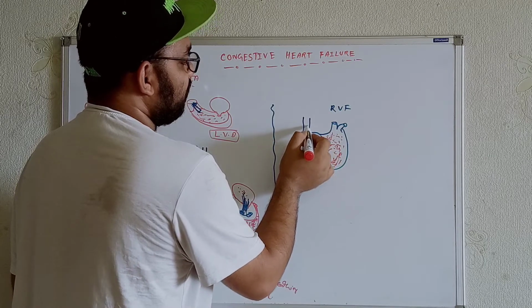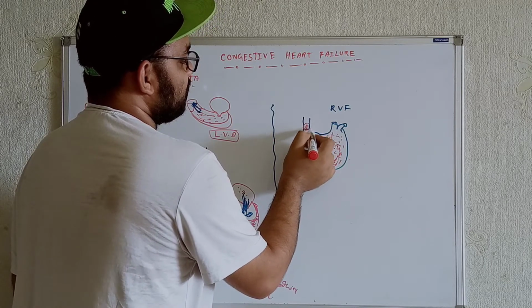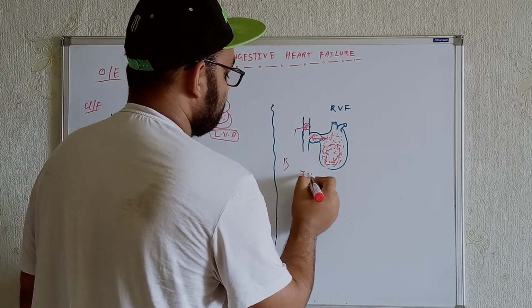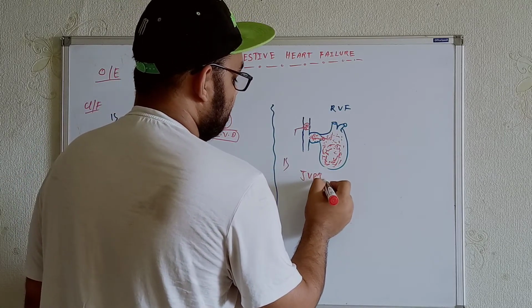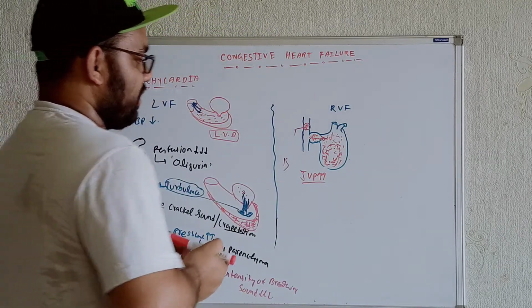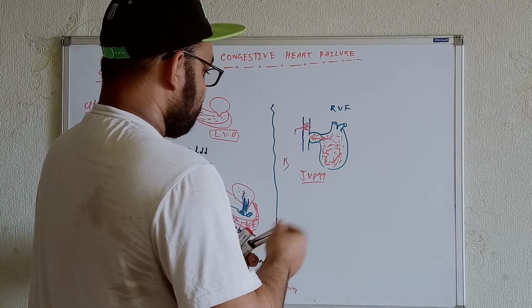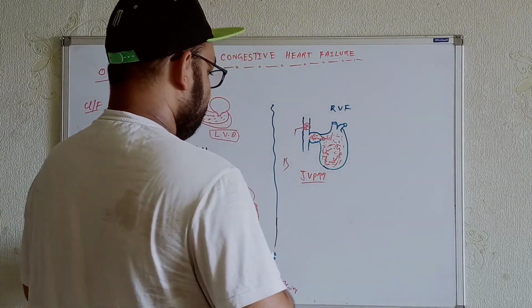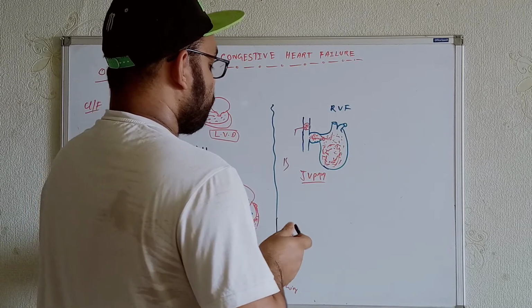right atrium, and from here, in the jugular regions, the first thing we'll get is the jugular venous pressure. The jugular venous pressure will be increased severely. Jugular venous pressure will be increased in these cases. Now, whenever the jugular venous pressure is increased, another thing we'll see is known as Kussmaul sign.